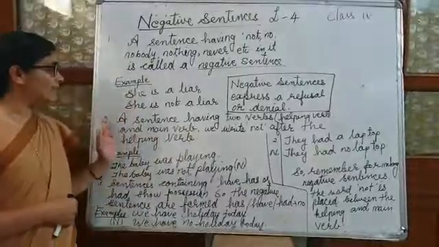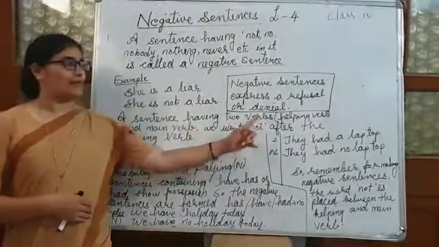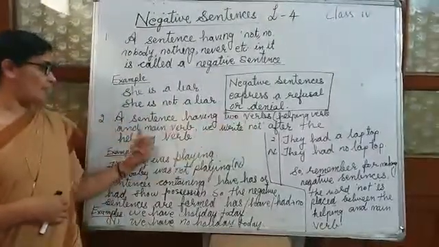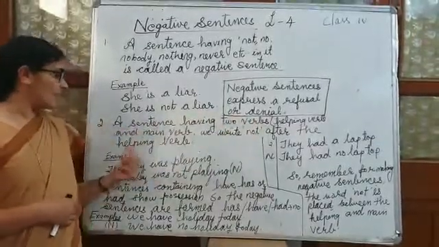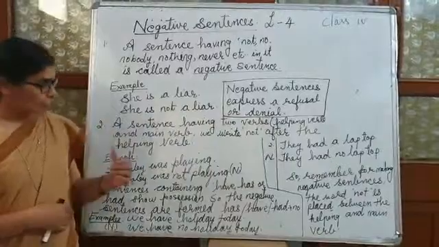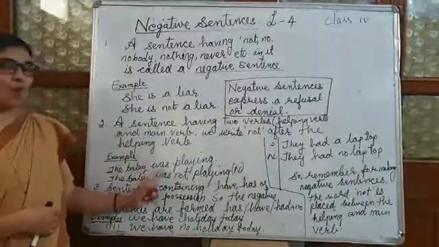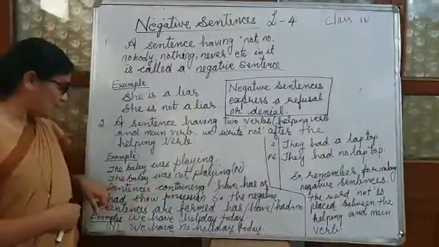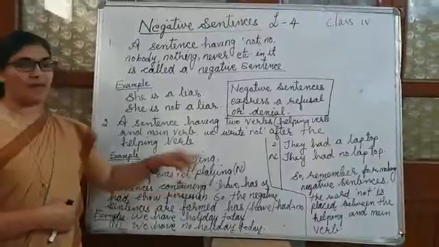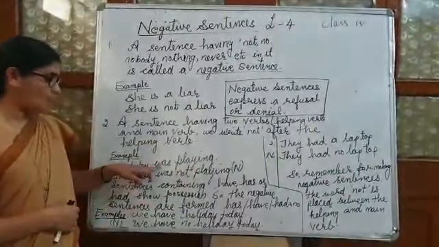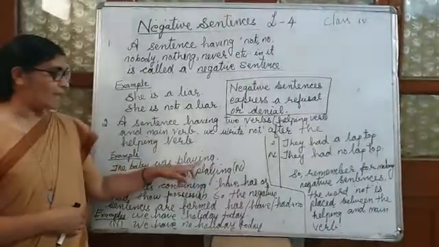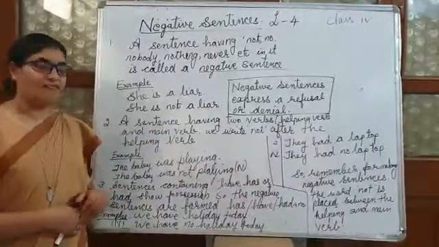Now in a sentence having two verbs, a helping verb and a main verb, we write not after the helping verb. For example, the baby was playing. The baby was not playing. That is a negative sentence. And you will see was is a helping verb and playing is a main verb.